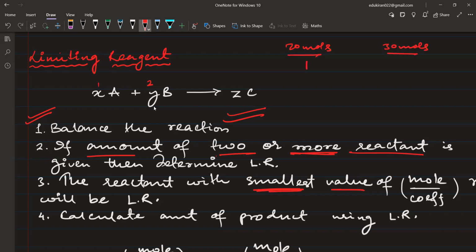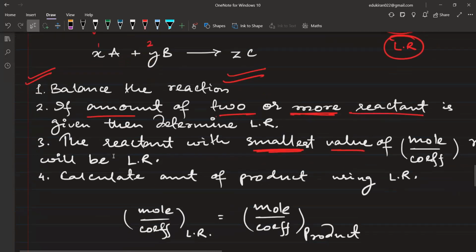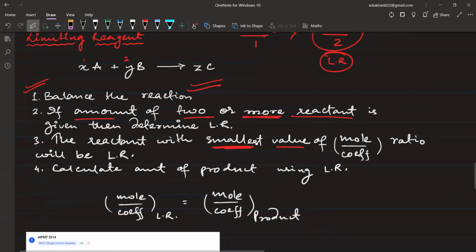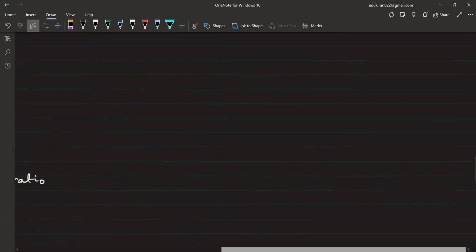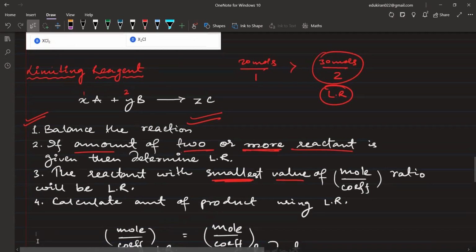So 20 upon 1 and 30 upon 2. इसमें से कौन कम हो गया? 30 upon 2 is lesser. That is why this is going to be my limiting reagent. And when you have identified the limiting reagent, this is the way how you are going to identify the limiting reagent. Mole upon coefficient पहले भी करते आ रहे थे हम लोग. Mole upon coefficient आपको कर लेना है, and then उसमें से भी जो भी छोटा हो, whatever is smaller in that, you are going to use that as the limiting reagent. Then you have to calculate the amount of product using limiting reagent. So mole upon coefficient of limiting reagent will be equal to mole upon coefficient of the product. Please write this down. All these steps. The balancing is very important. If you have not balanced the chemical reaction, then you are going to get wrong answers.